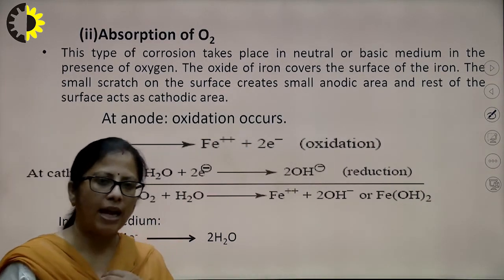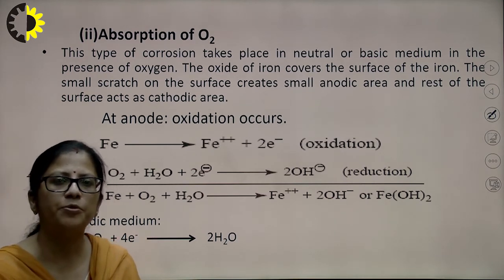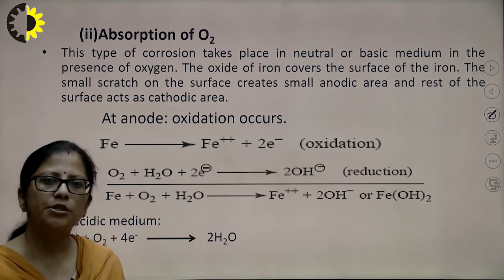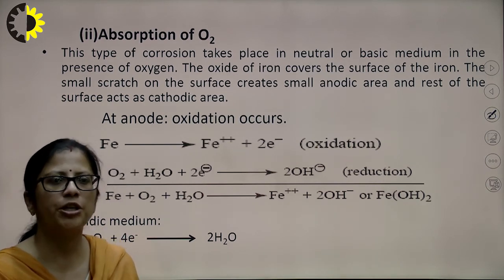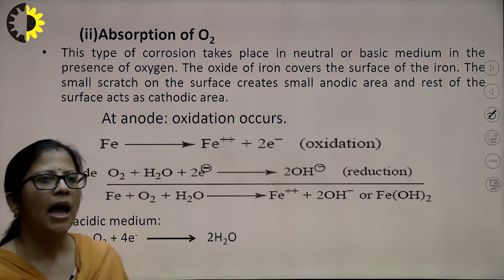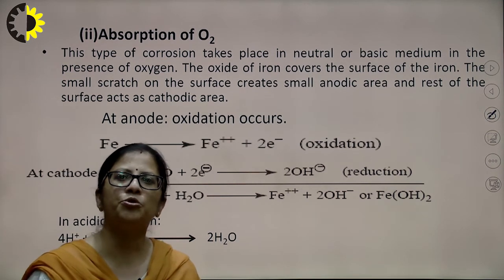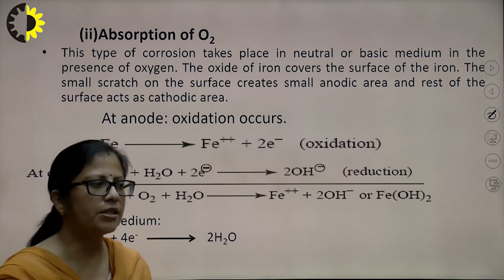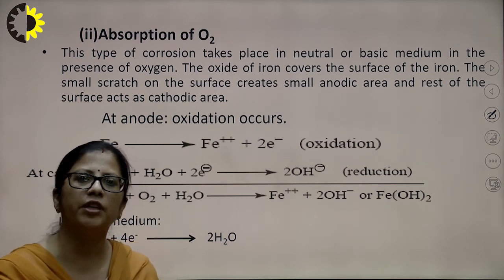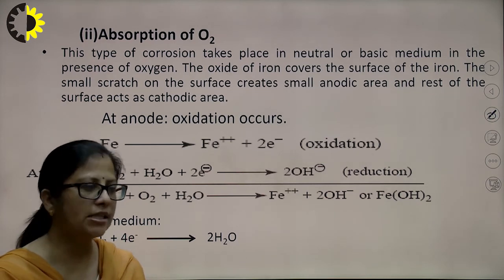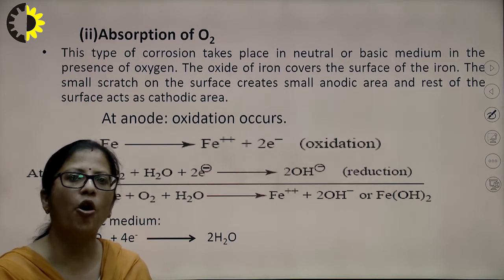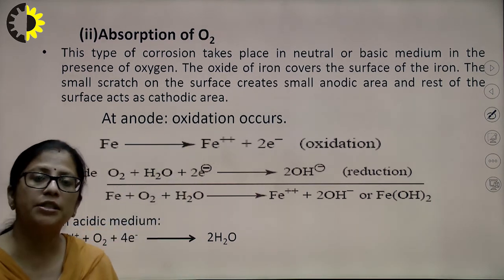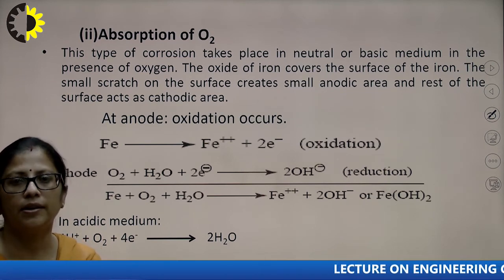The next reaction that can take place is by the absorption of oxygen. In this case, it is going to take place in the presence of moisture as well as oxygen, and this type of corrosion takes place in neutral or basic medium in the presence of oxygen. The oxide of iron covers the surface of the iron, and a small scratch on the surface creates a small anodic area, and the rest of the surface is going to act as cathodic area.